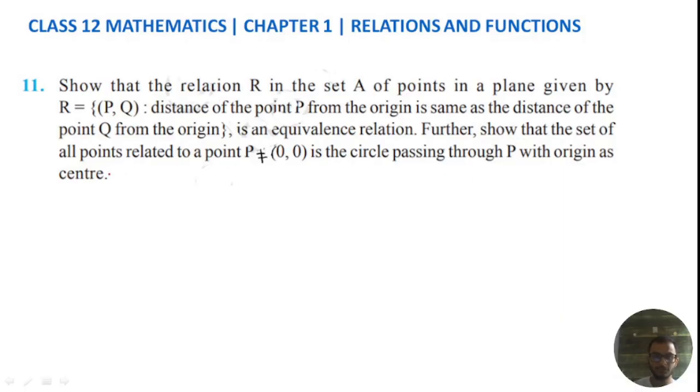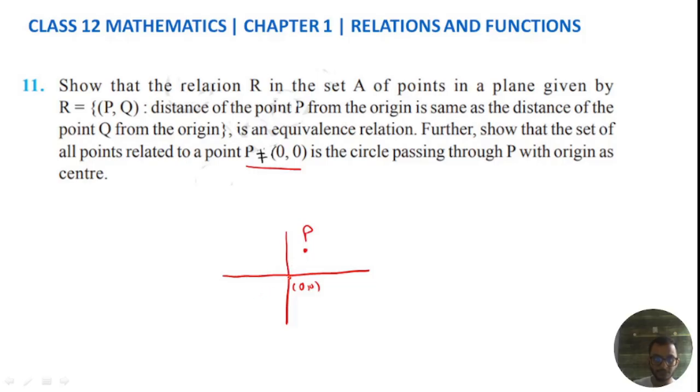Further, show that the set of all elements, all points related to point P, which is not the origin, is the circle passing through P with origin as the center. Okay, first I will show it diagrammatically so that you can get intuition for what they are trying to say. They are saying all points related to P. Suppose I have some P not equal to 0. When will some element be related to P?